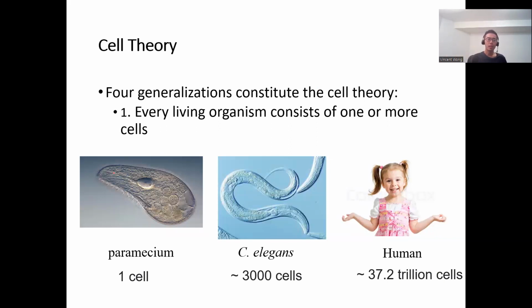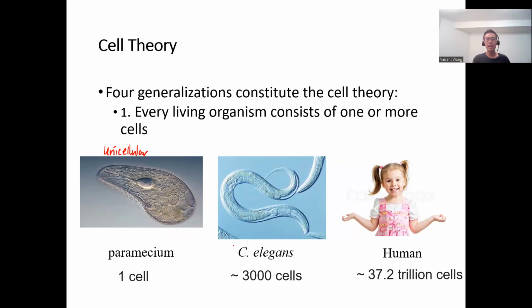So we have a single-celled organism here, called the paramecium, which is just one cell. The amoeba that we saw earlier, that's also just one cell. So these are unicellular. You'll hear me bring the paramecium back a few times as we progress.